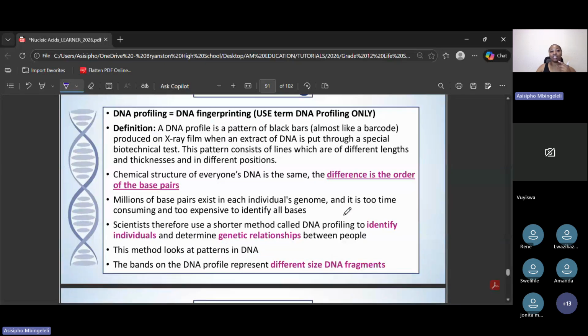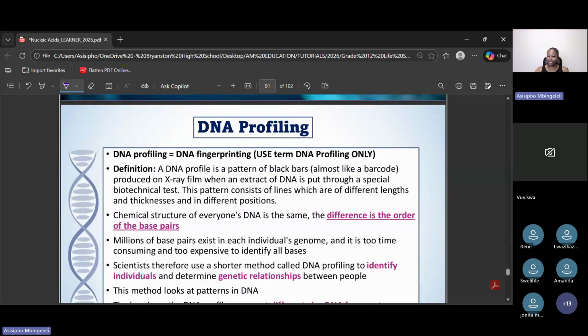DNA profiling. Okay, thumbs up to show me that you are still here and you are listening and you are active. Please, guys, thumbs up, everyone. Yes, yes, yes, yes, yes. Yes, please. Okay, thank you.